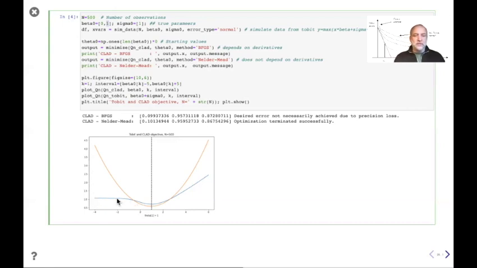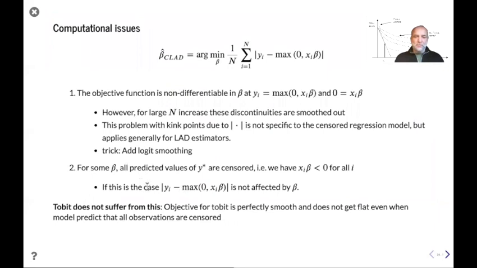Now here is the objective function for CLAD. The first thing you see is that it becomes very flat out here, which is what I talked about before. This is what happens if all the predicted values of y are suddenly getting censored, because then if all these guys here are negative, so this returns 0, you essentially just have the absolute values of y averaged over the entire sample. That does not depend on beta.